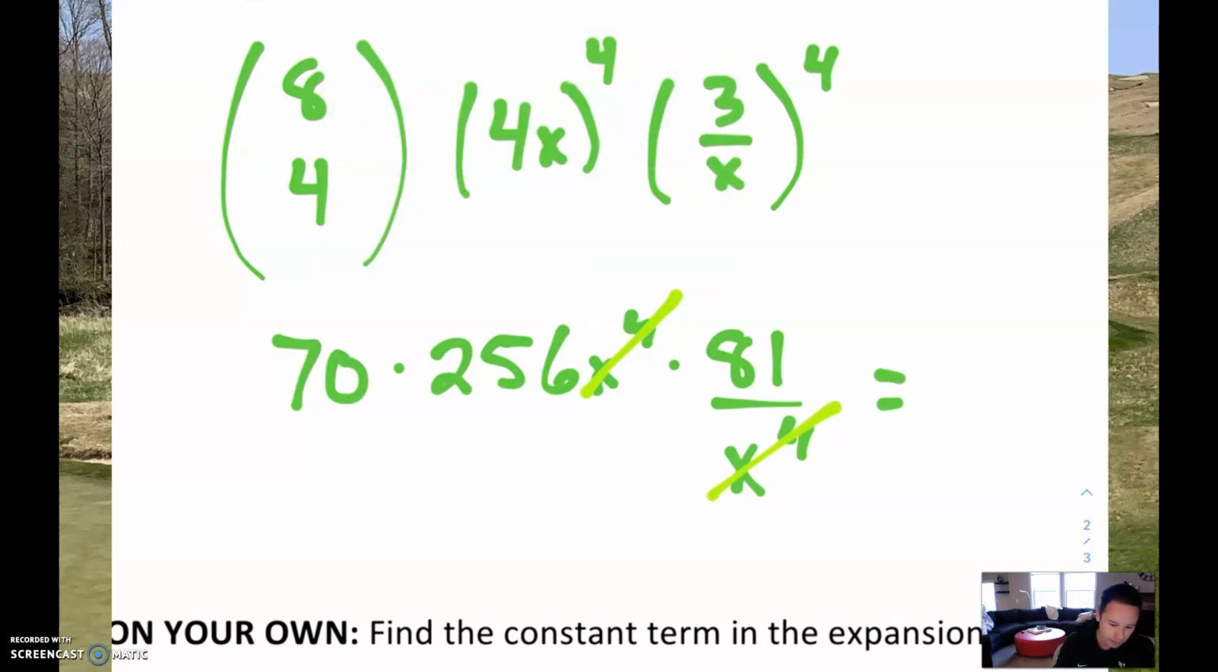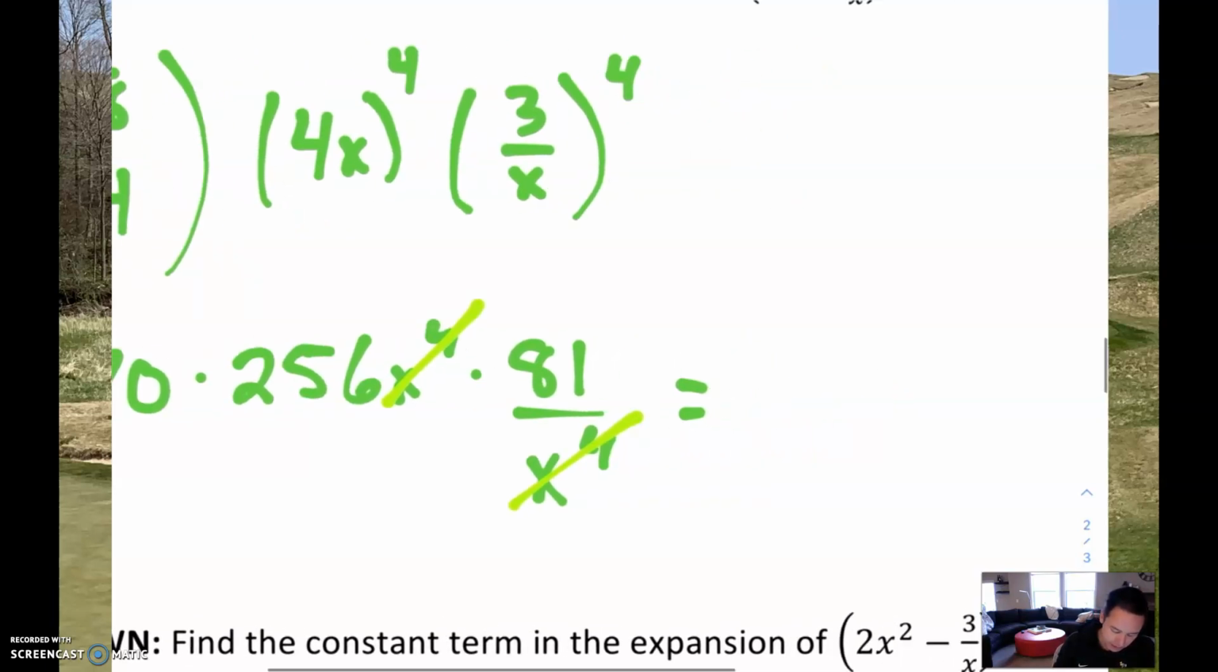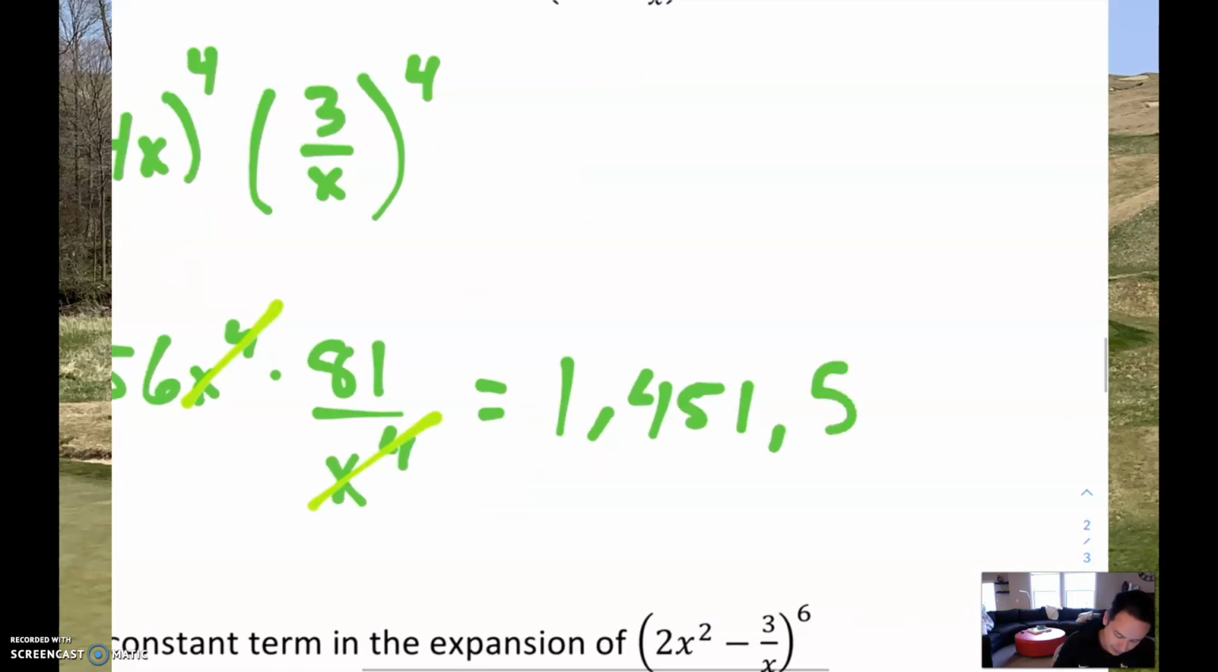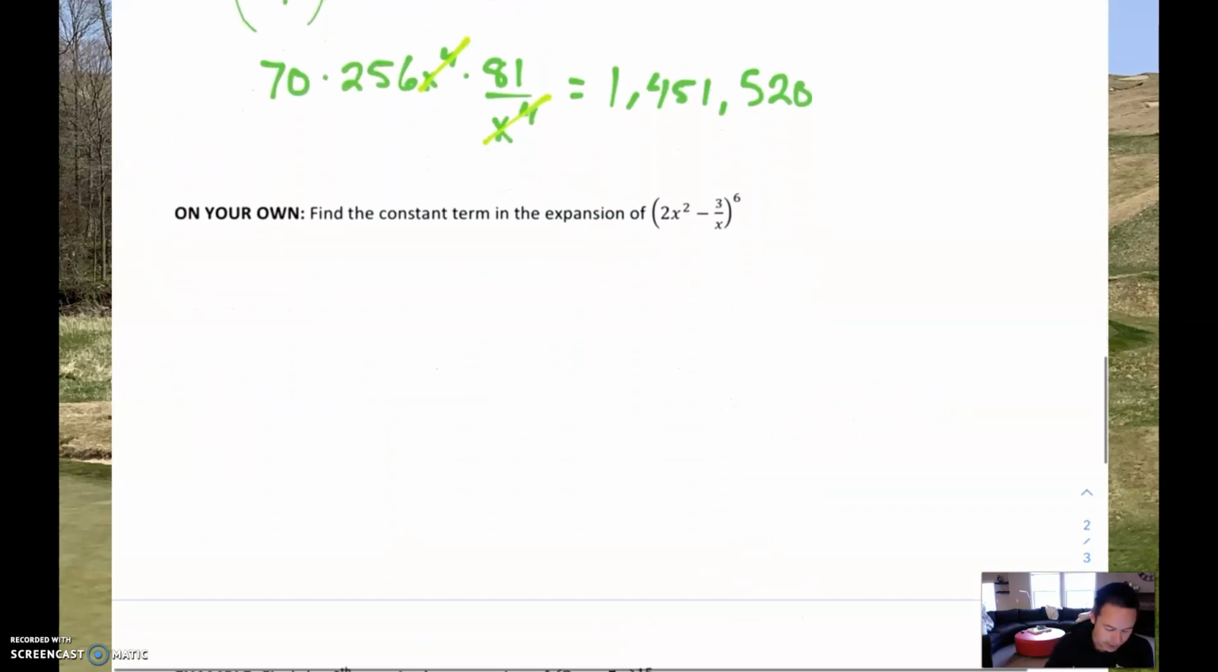So all you have to do, multiply straight across. 70 times 256 times 81 is 1,451,520. I told you in the last video, we're going to get some big numbers here. So go ahead and try the next one on your own.